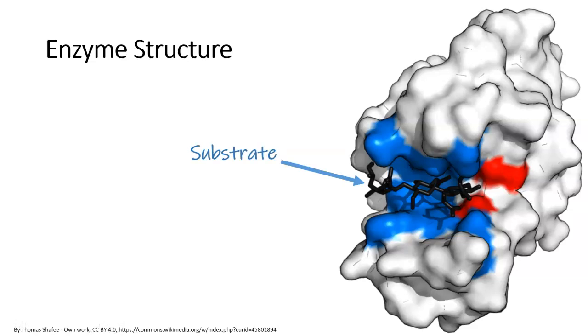The place on the enzyme where the substrate binds, colored in blue and red here, is called the active site. Again, the three-dimensional shape of these molecules, both the enzyme and the substrate, and their chemical properties are essential for this interaction to occur.